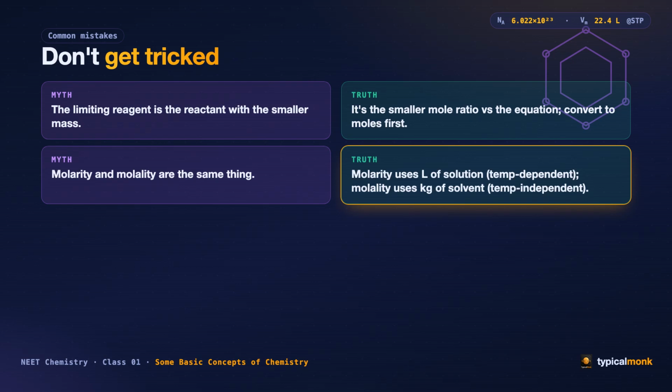Molarity uses liters of solution and shifts with temperature. Molality uses kilograms of solvent and does not move at all. 1 letter, 1 full NEET question. Do not let it be the one that costs you.